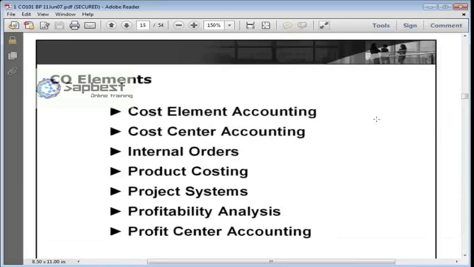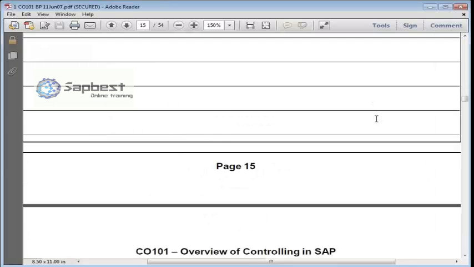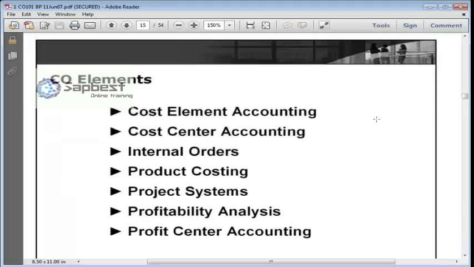In the CO side, when we talk about all these things, we will go through internal orders, which are small projects. Project systems is only for large projects. For the costing, both fixed cost, your direct material cost, services cost. We also look at profitability, as profit center accounting is where your revenue comes in. Very clear on these terms, right?